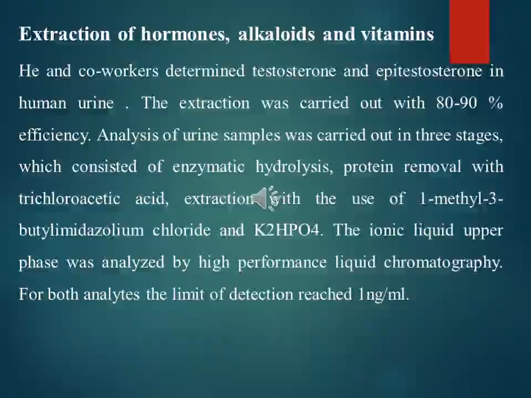Analysis of urine samples was carried out in 3 stages, which consisted of enzymatic hydrolysis, protein removal with trichloroacetic acid, and extraction with the use of 1-methyl-3-butylimidazolium chloride and potassium hydrogen phosphate. The ionic liquid upper phase was analyzed by high performance liquid chromatography for both analytes. The limit of detection reached 1 nanogram per ml.